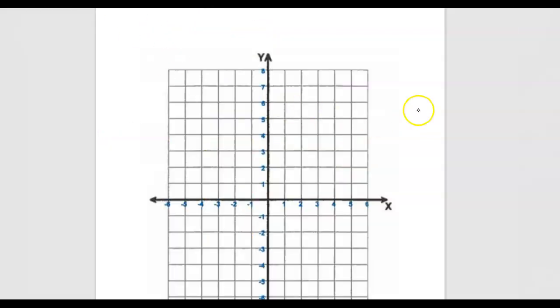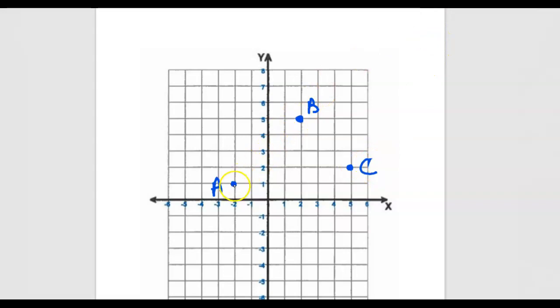Now I'm going to come over to a graph and plot these points a little bit. So A, I had -2, 1. B, I had at 2, 5. And C, I had at 5, 2.